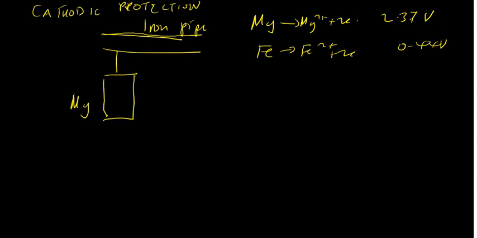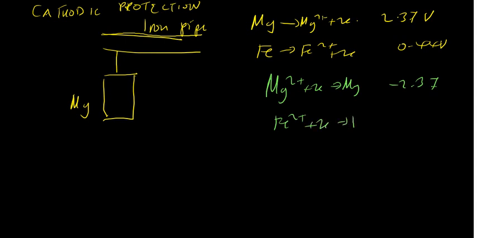Now, because magnesium is a better reducing agent, as we can see, a better reducing agent means, when we reverse, because the reduction potentials are given as magnesium 2 plus and 2 electrons going into magnesium, and the value is negative 2.37, and then iron 2 plus and 2 electrons going into iron, the value is negative 0.44. These are in volts. So a better reducing agent is something that can be easily oxidized.